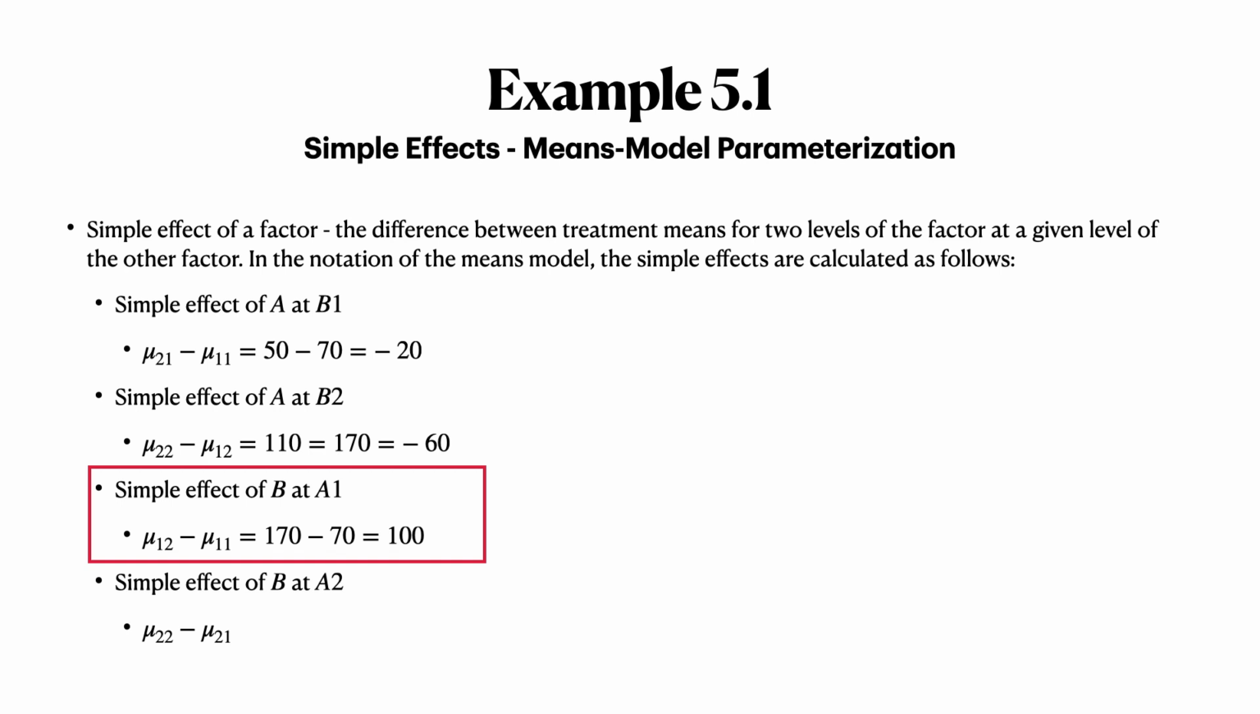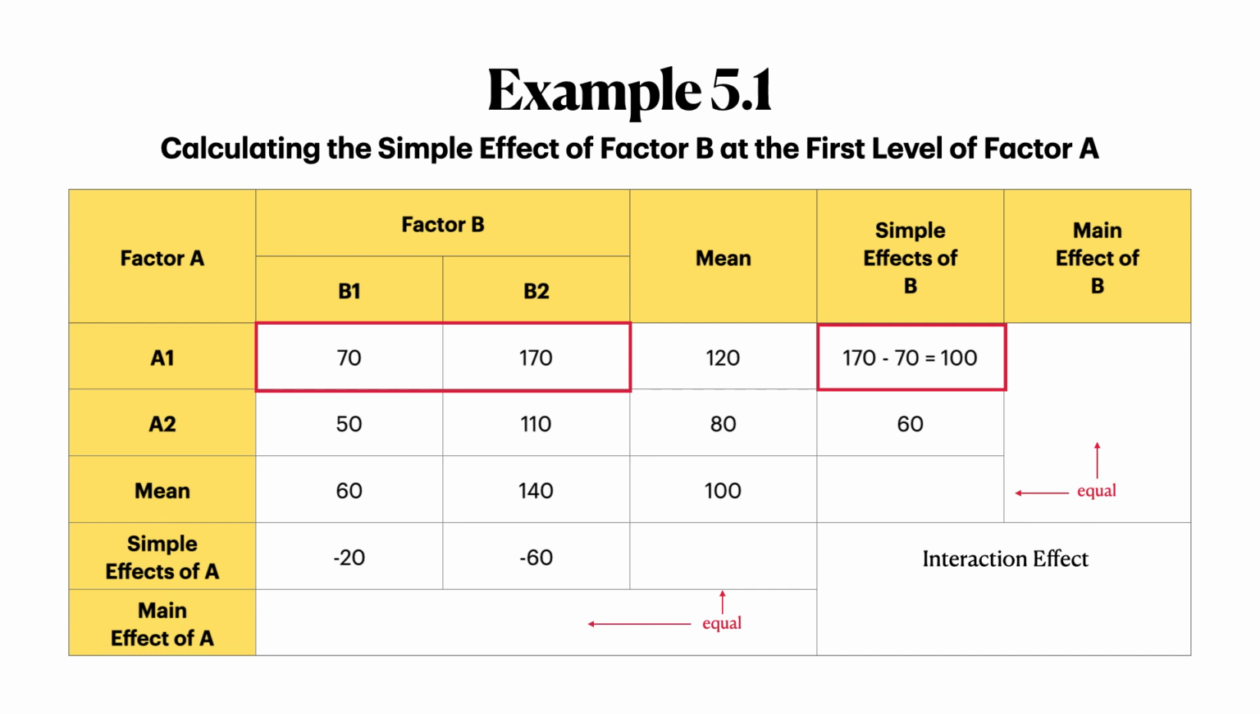Next, let's calculate the simple effect of B at the first level of A. That's defined to be mu12 minus mu11. That's going to be equal to 170 minus 70, which is 100. In the context of the table, we have appended a column to the table, and we are now taking the difference of the treatment means in the first row of the table. The difference is 170 minus 70, and so that gives us 100.